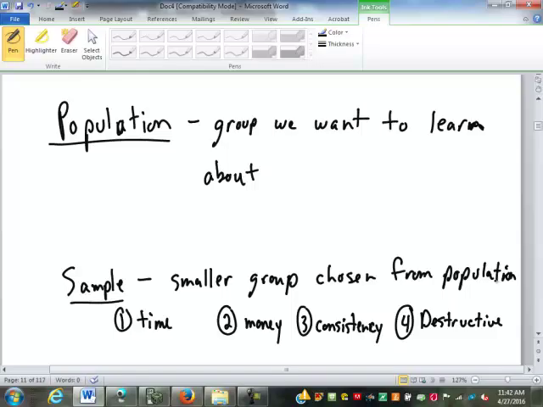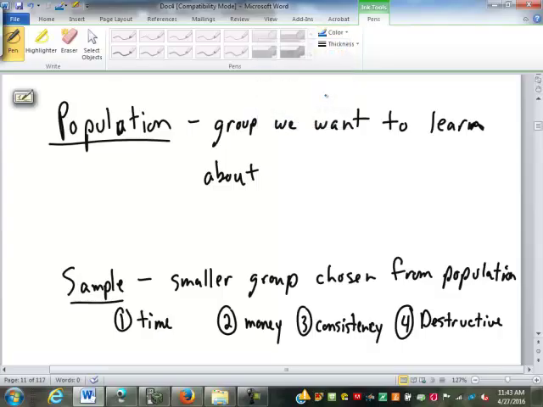Well, obviously here you cannot test every can, because when you test it, it destroys the can. So you would randomly select 1 out of every 100 or 1 out of every 50 or whatever to test to see how much weight it can hold, how much force it can hold.